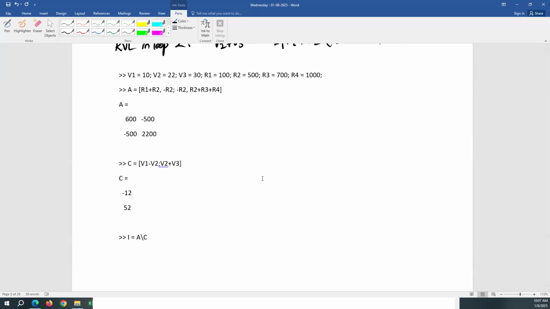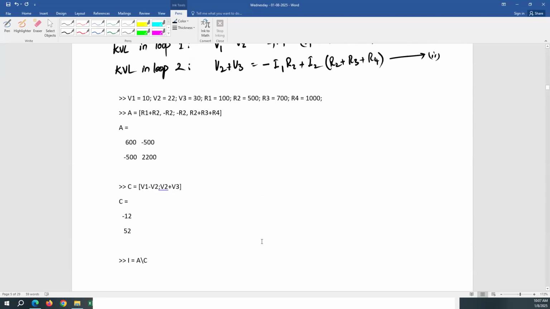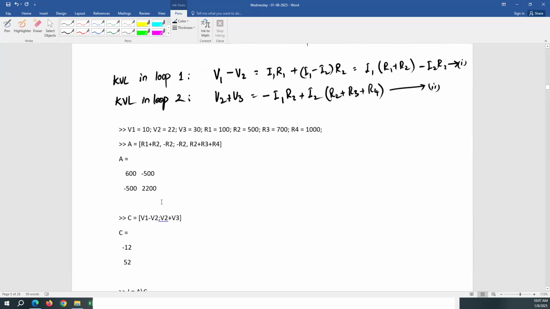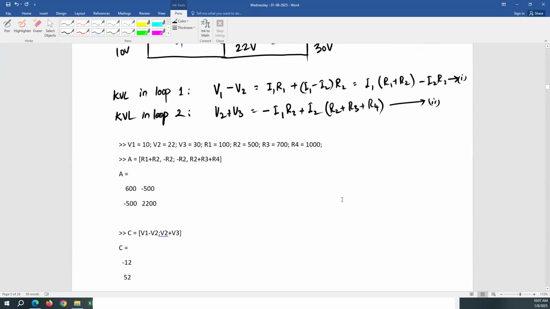When you have simultaneous equations, all you have to do is use the matrix inversion method and create the coefficient matrix of the unknown variables on one side and then the constant vector on the other side. Remember, basically you are writing A times I is equal to C. I is equal to A inverse of C. That's what the operation is, right?